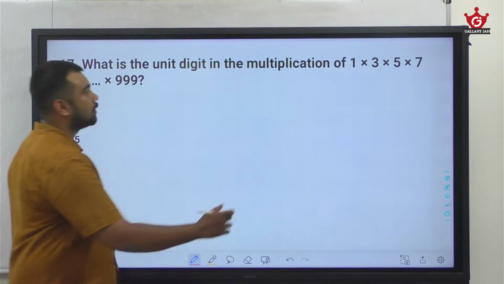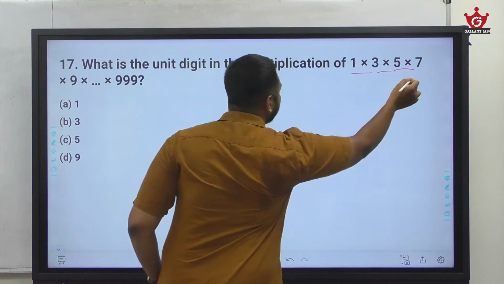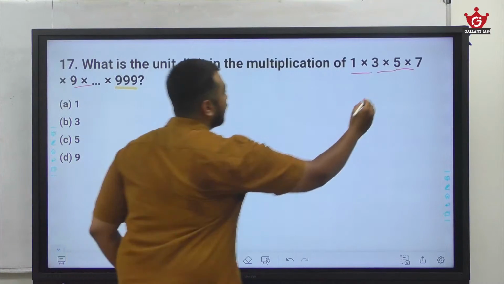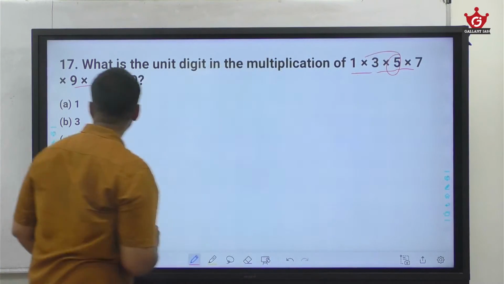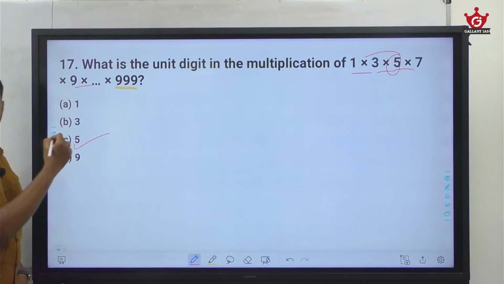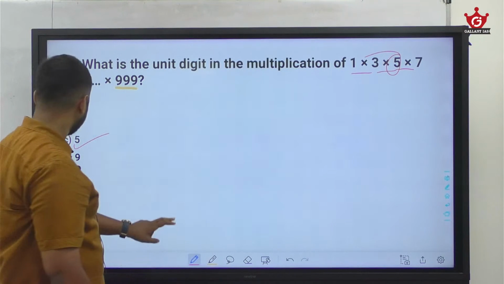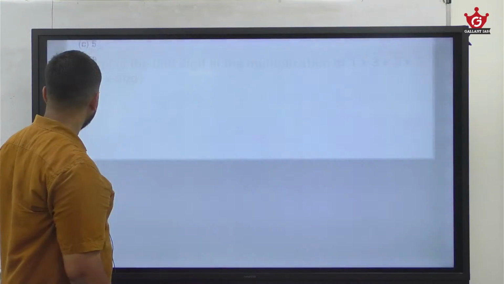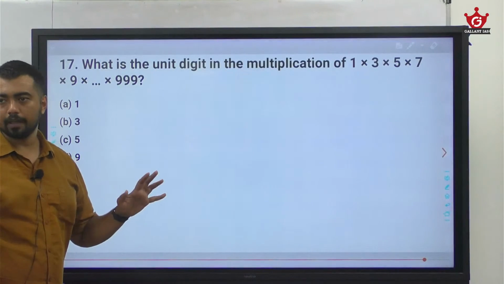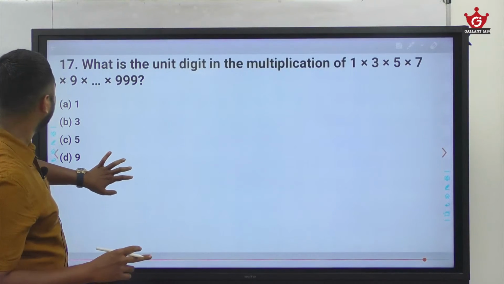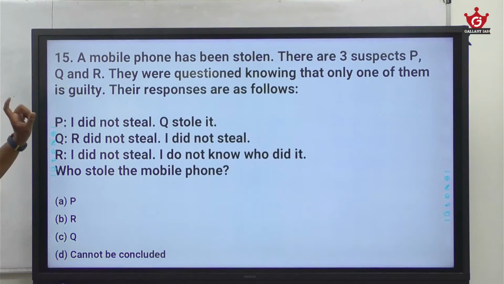Okay. So this is an odd number. Everything is an odd number. Right, and there is 5 here. So the unit digit will be 5. Everybody got the logic behind this? Yeah, this is another type of question that is interesting.